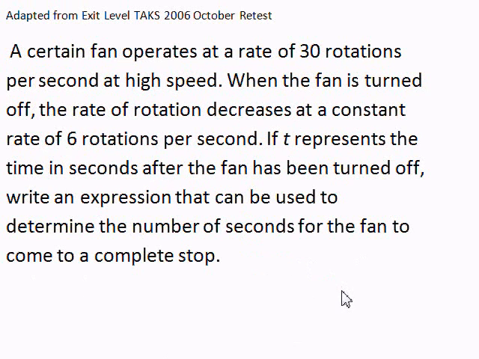Alright, we're on to our last example. I'd like you to go ahead and press pause, try to work out the example on your own, and then press play when you're ready to see the answer. Okay, so you've already read through the problem and you've underlined the mathy words. 30 rotations per second. Fan is turned off. The rate of rotation decreases at a constant rate of 6 rotations per second.